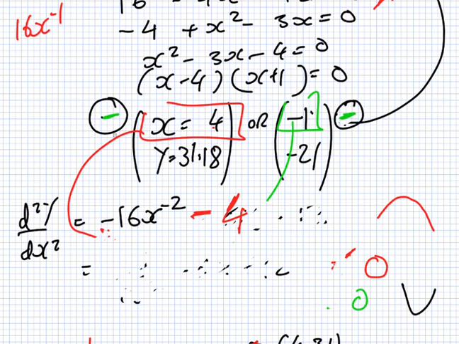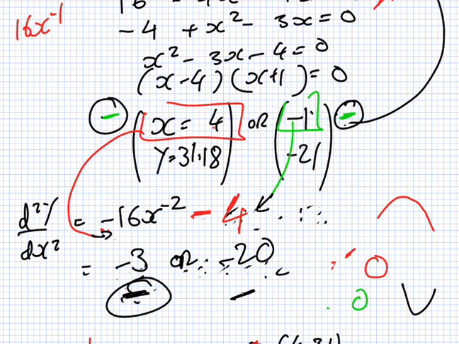Sorry, can you fix your notes? So they both are negative when you put them into the second derivative here. When you put in 4, you'll get minus 3, I think. And then when you put in minus 1, you'll get minus 20. So anyway, the key thing here is they're both negative, which means they're both concave.